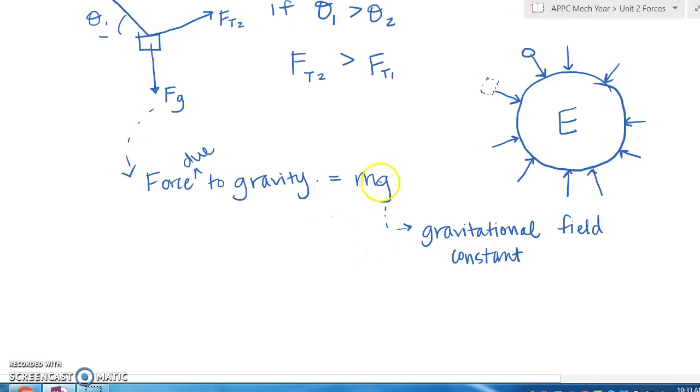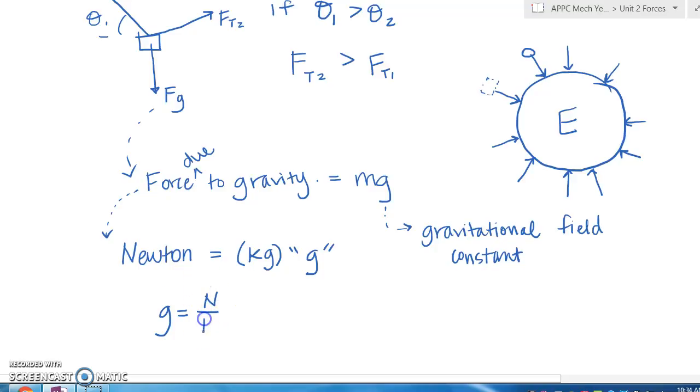Okay, so if a force, now remember, Newton was a really important dude, so what is the unit for force? A Newton will have to be equal to, and this is what you're telling me, mass, which is in kilograms, times this, whatever our g is measured in. So what would the unit for the gravitational field constant be? Newtons per kilogram.